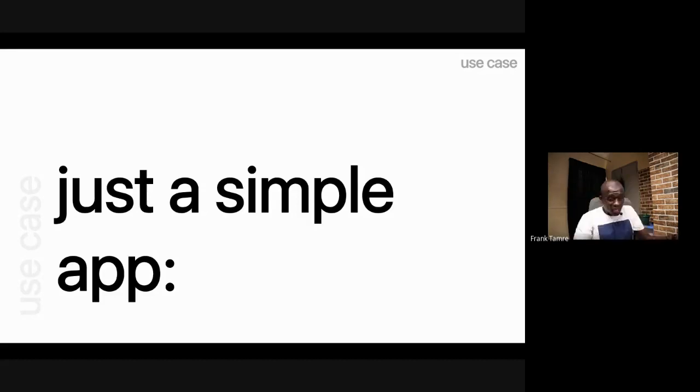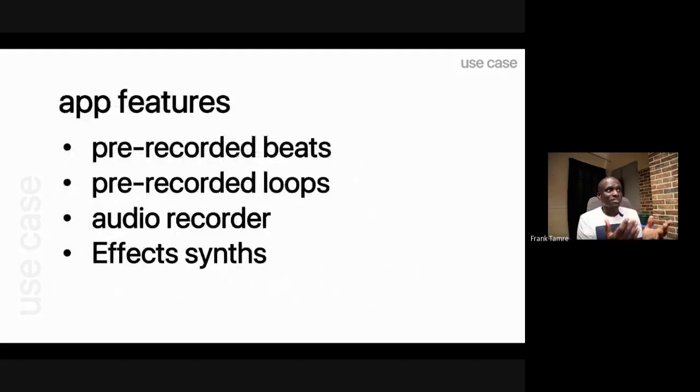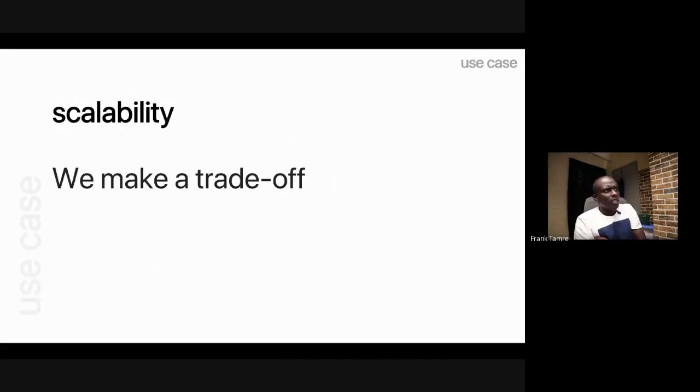So now we are no longer thinking, oh, this is just a simple app. No, now we have to scale it up because everyone is asking for everything. And then the app keeps on dragging and everything like that. But remember, we started from app features, pre-recorded beats, all those things. Now, here's the thing about scalability: you have to make a trade-off. So we go and sit down and ask ourselves, if we have to make a trade-off, we have to focus on a feature so that it can make us really, really amazing. So what feature can we focus on?